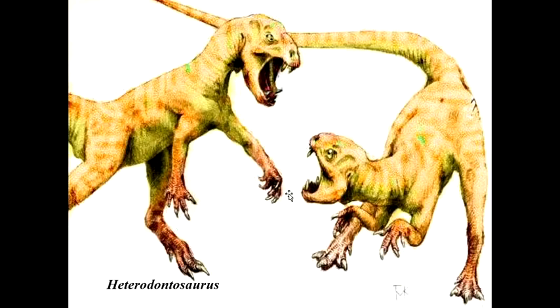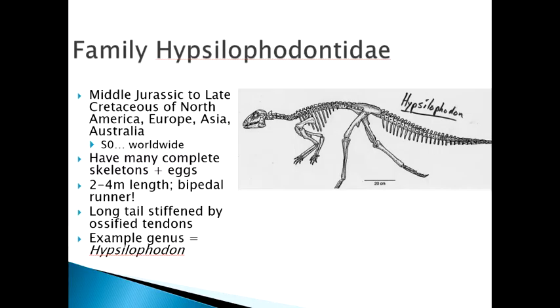Now this next picture right here, this is an artist representation of a couple of heterodontosaurs, and you see here they are using these canines more in a display or intraspecies conflict mode than they would in any kind of carnivorous lifestyle.